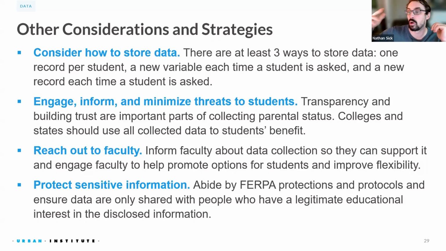So they have a million answers as a student goes through all the different time periods, but in the end, there's one status. You can create a new variable each time a student is asked. So for every term, basically a new variable. Like fall term 2025, parent status, yes, no. Spring term 2026, parent status, yes, no, and so on.